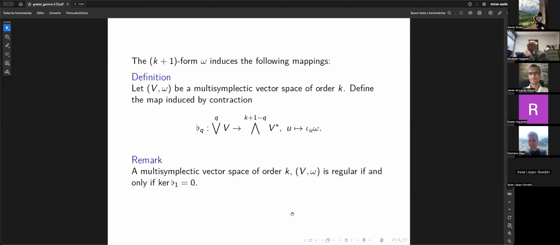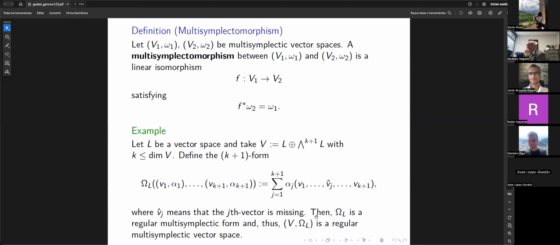Okay, so that clarifies what follows. Yeah, and so, in principle, we will denote by b_q the contraction with a q-multivector, and we obtain a k plus 1 minus q form. Okay, I see, great, thank you. Yes, this is the way we will use it.